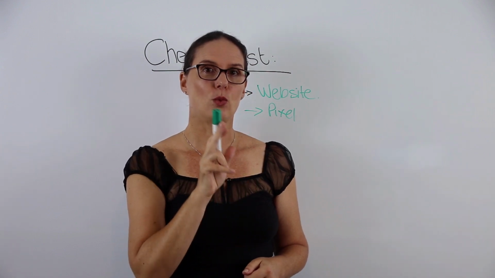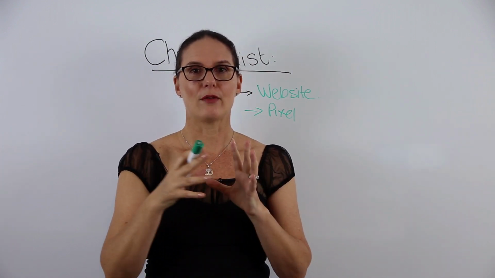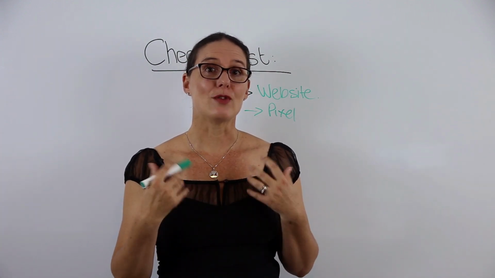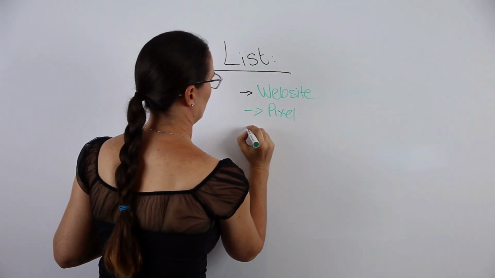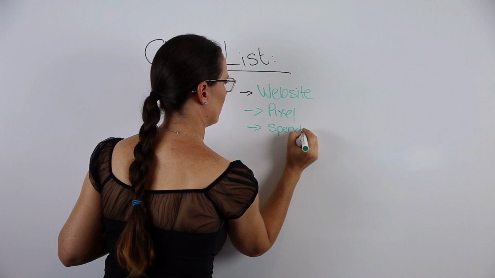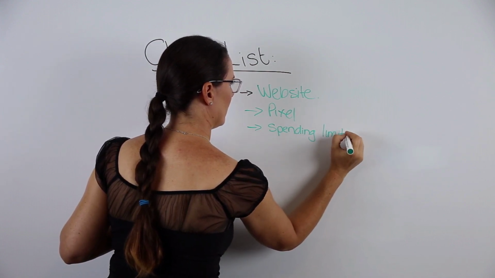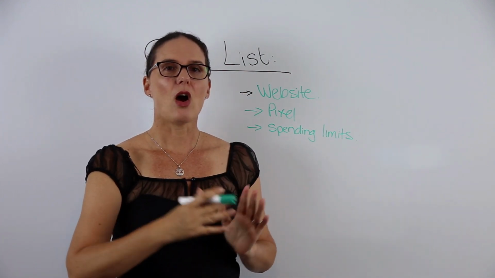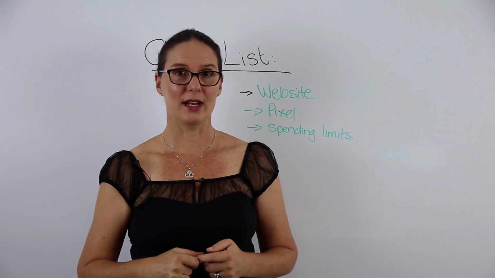Once you know that your website is ready and your pixel is tracking, I then want you to go and have a look at your ad account. So the first thing we're going to do is make sure that we have no campaign spending limits. We're going to check our spending limits, and just make sure that if there are any spending limits, that they are extended so that they're going to cover this new campaign that you're about to run.